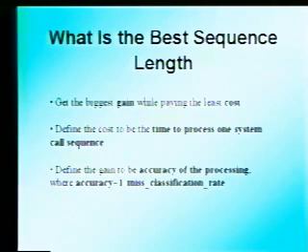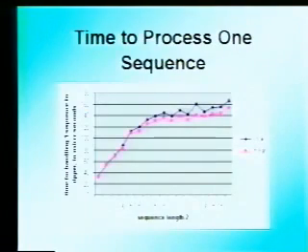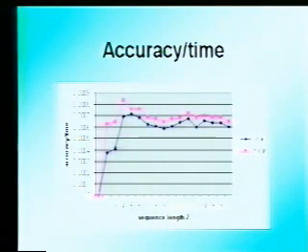So what's the cost? Here we define the cost to be the time required to process one system call sequence. And we define the gain to be the accuracy of determining whether the sequence is an intrusion or not. The accuracy is just 1 minus the misclassification rate, because the misclassification rate is basically the error rate. So here's the time to process one sequence versus the sequence length, and you can see it's a sublinear cost. If we plot accuracy divided by time, here's what you get. Basically, that's a unit cost gain plot.